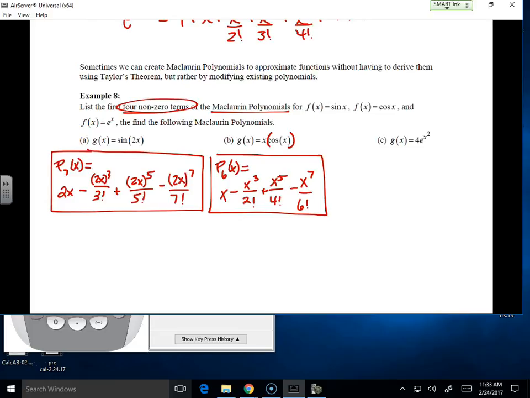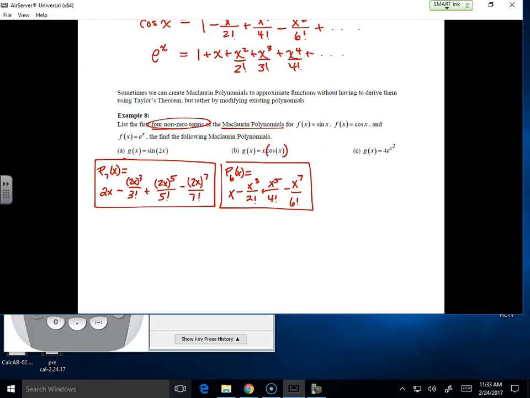What are we doing for letter C? Putting in x squared everywhere and then multiplying it by 4, right? We are going to multiply everything by 4, so we can leave it on the outside if we want and distribute it in later. If we're just doing the first 4 non-zero terms, what degree polynomial is it going to be? Yeah, because it's the 3rd degree, right?